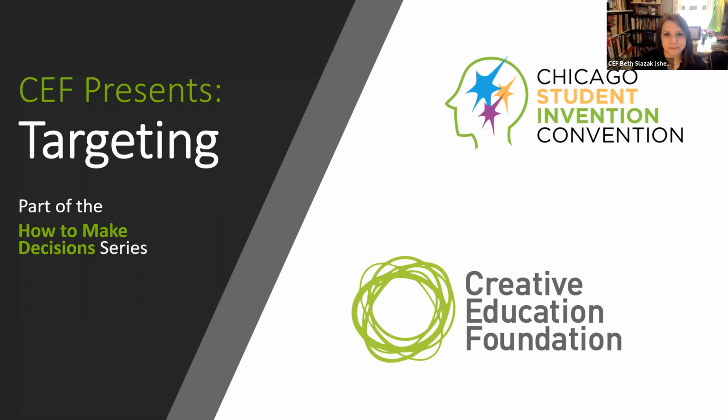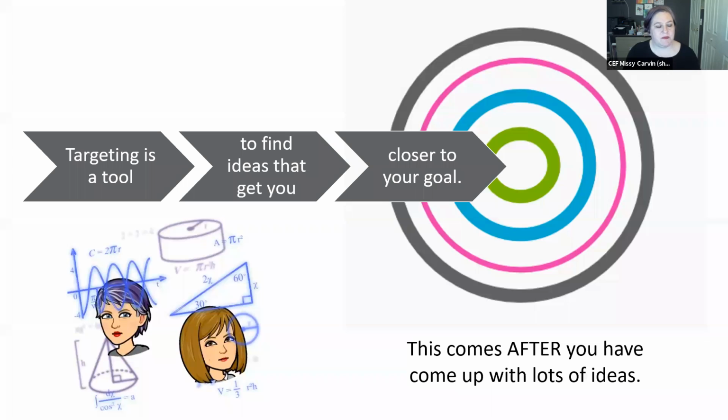Today's video is CEF Presents Targeting. This is part of the How to Make Decisions series produced by the Chicago Student Invention Convention and the Creative Education Foundation. Targeting is a tool that helps find ideas that get you closer to your goal. This comes after you've come up with a lot of ideas around your goal.